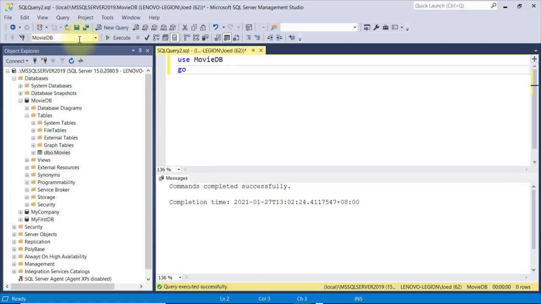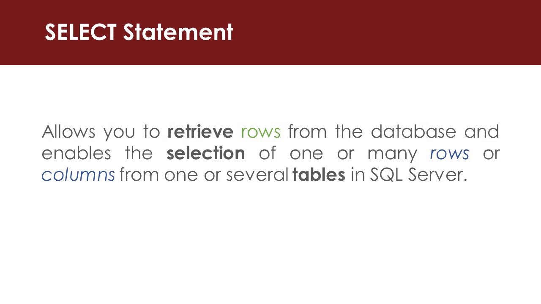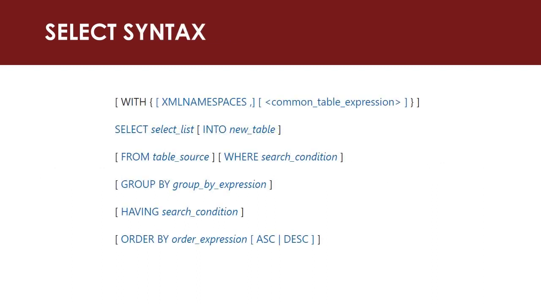So, the Transact-SQL SELECT statement allows you to retrieve rows from the database and enables the selection of one or many rows or columns from one or several tables in SQL Server. The full syntax of the SELECT statement is complex, but the main clauses can be summarized as this. Those with square brackets denote optional clauses.